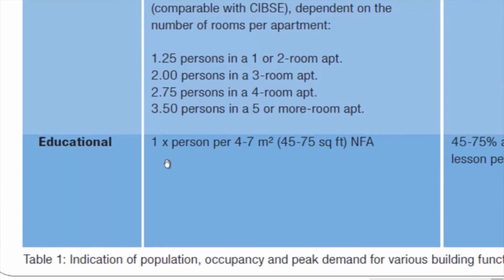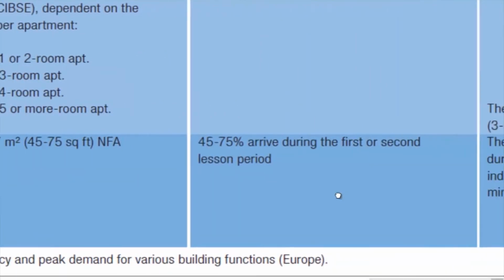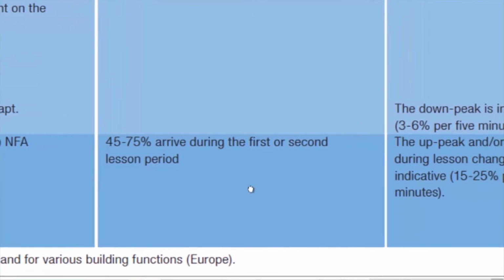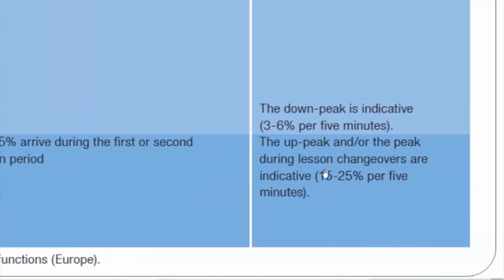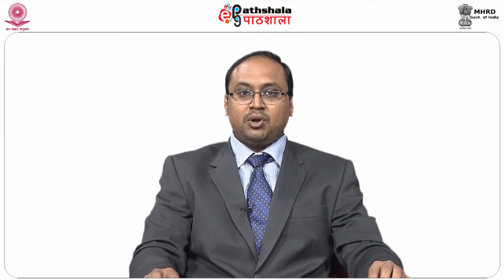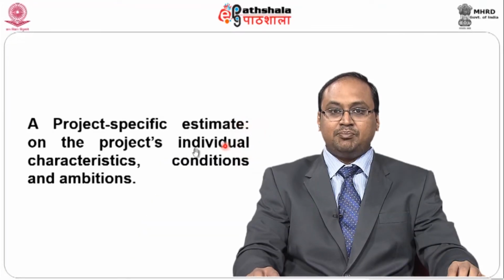Lastly, educational spaces, 1 person per 4 to 7 meters square. 45 to 75% arrive during the first or second lesson period. The up peak and or the peak during lesson changeovers are indicative, that is 15 to 25% per 5 minutes. A project specific estimate on the project's individual characteristic, condition and ambition. And this is very, very important because tall buildings are unique in their character.